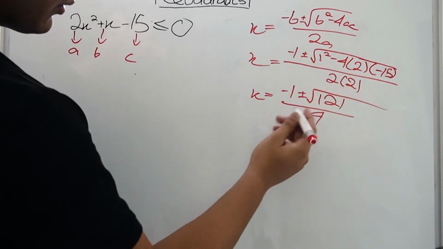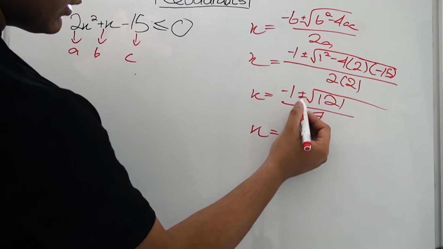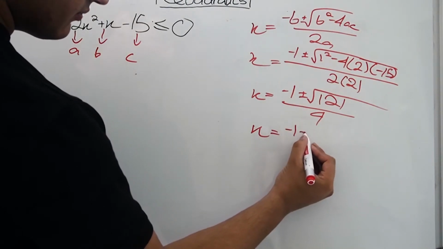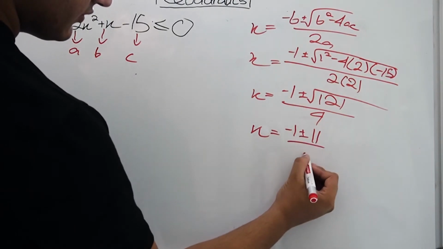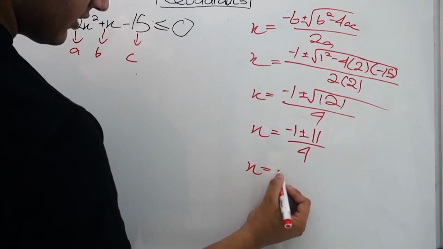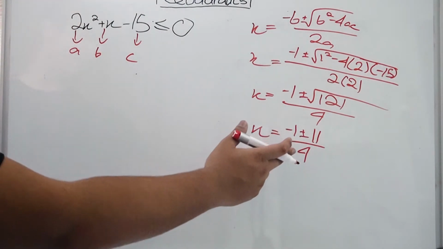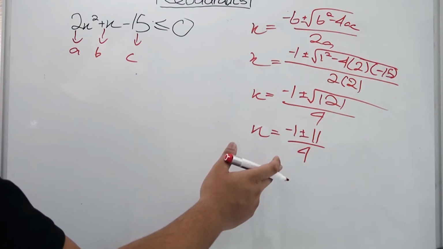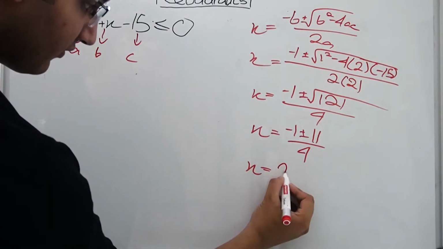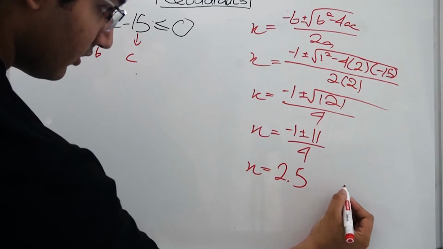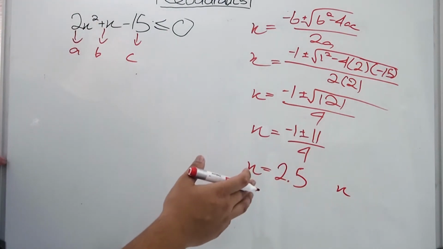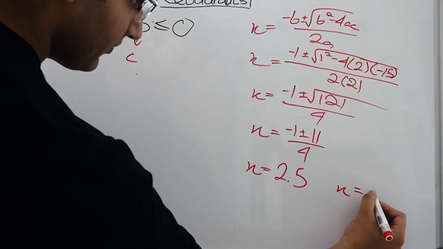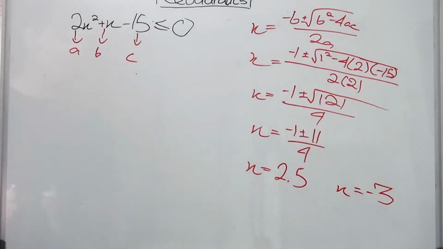4, 2 into 2, 4. Then we'll get minus 1 plus minus 11 over 4. This will turn out to be 10 over 4. 10 over 4 is 2.5, and we'll get minus 12 over 4, which is minus 3. Now that we found the roots, we can easily sketch the graph.